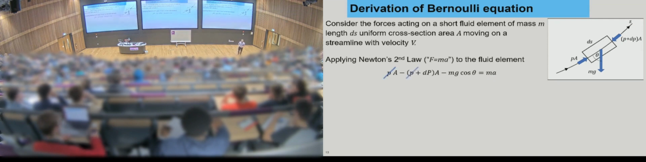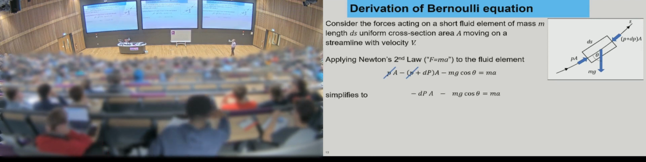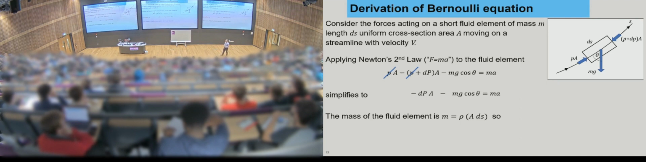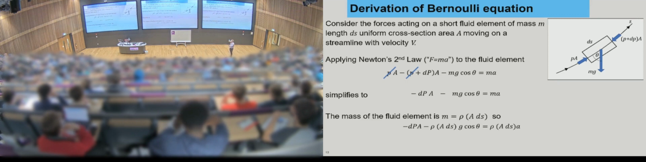All right, so we can cancel a few terms. You can see we can cancel the P's there. And this simplifies to minus dP times A minus mg cos theta equals ma. The mass of the fluid element must be equal to the density times the volume, so that's rho times A ds. We can substitute that in, and we're beginning to make progress now with our equation.